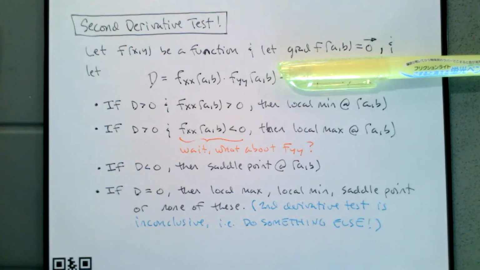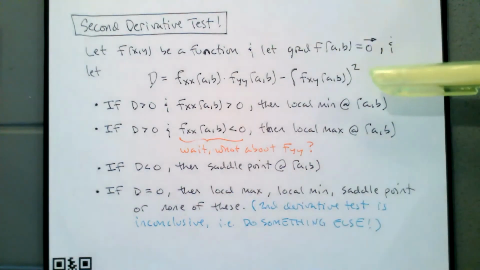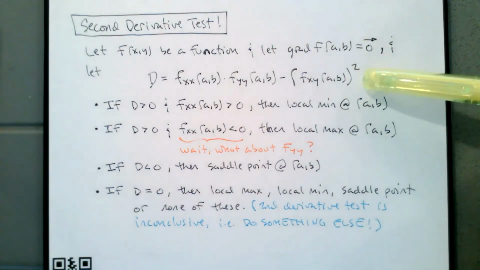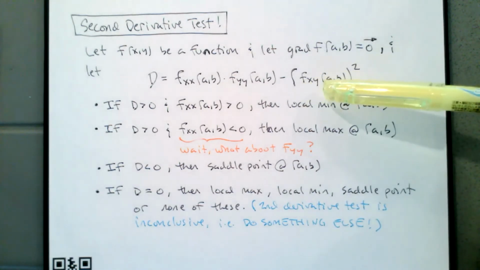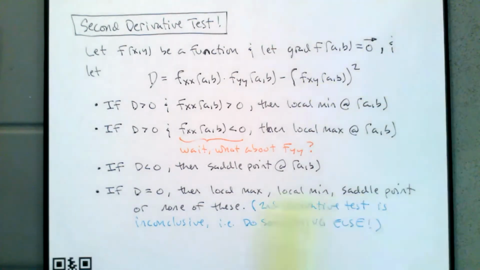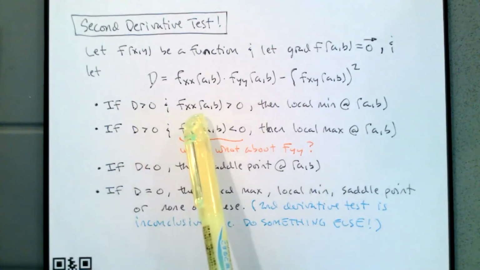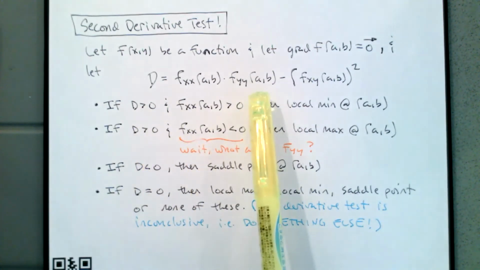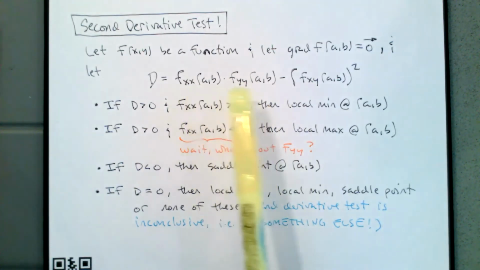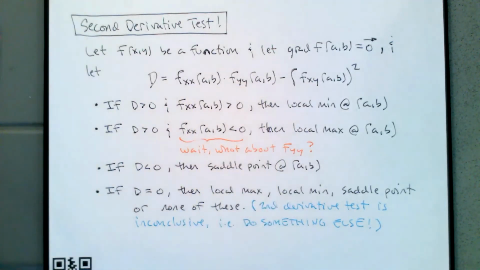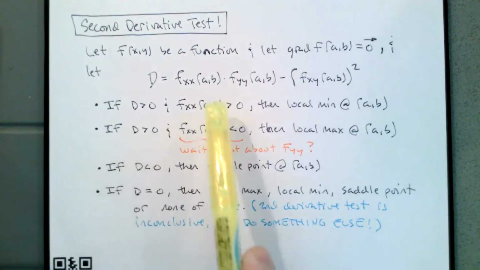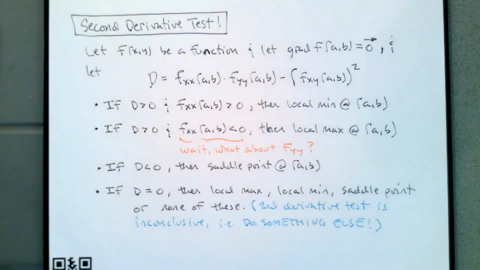If D is positive, since we are subtracting, actually, I don't want to ignore this. If D is positive and we are subtracting something that is most definitely positive, because it's the square of Fxy, that means Fxx and Fyy must have the same sign. So down here, we're just looking at the sign of Fxx. If D is positive, Fxx and Fyy must have the same sign, because they're either both positive or both negative.